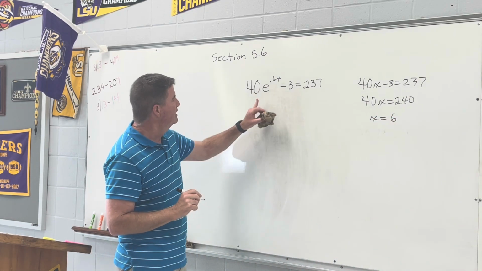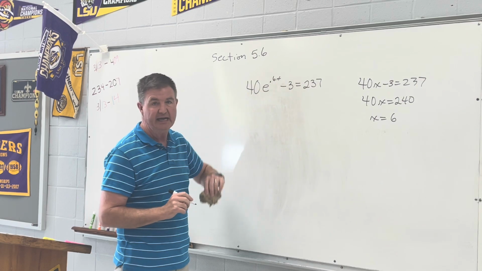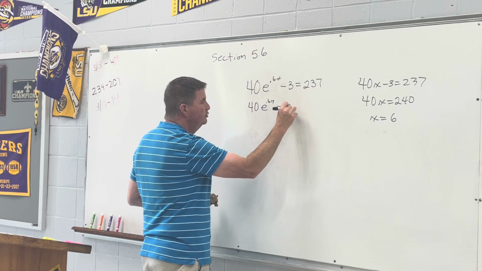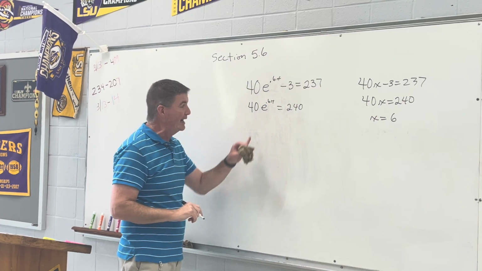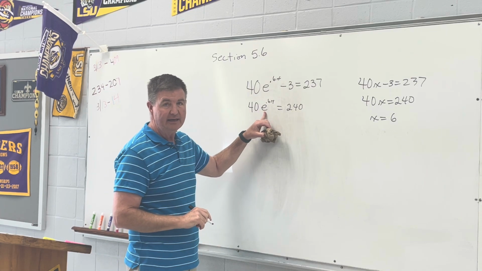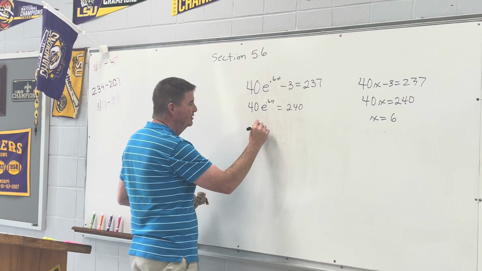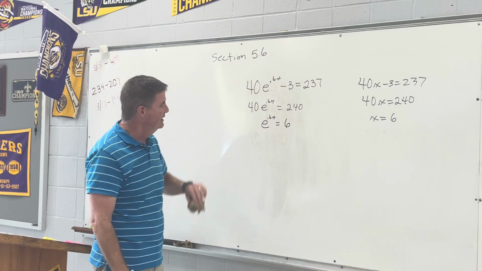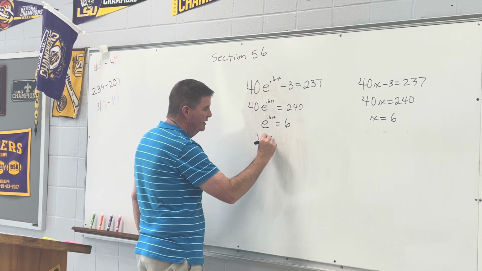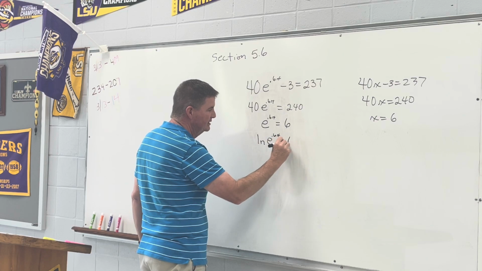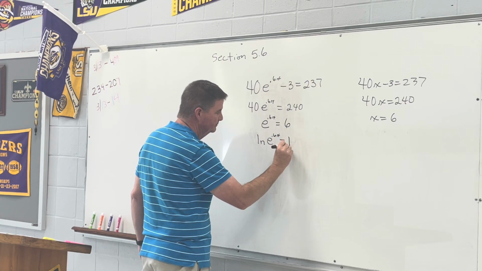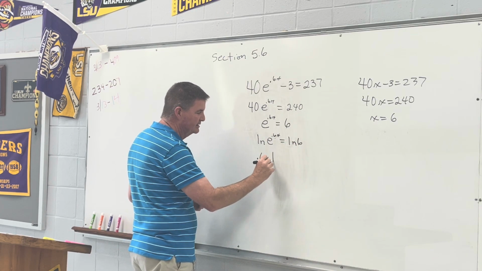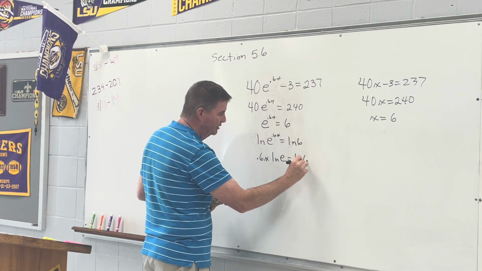Well, it's the same thing, except instead of x equals 6, it's e to the 0.6x. So I'm going to have 40e to the 0.6x equals 240 by bringing the 3 over, because I want to isolate this so that I can take the natural log of it. Then I'm going to divide by 40, and e to the 0.6x equals 6. Now that I've isolated it, I can take the natural log. Natural log of e to the 0.6x equals natural log of 6. And now the power rule brings this out front. 0.6x natural log of e equals natural log of 6.